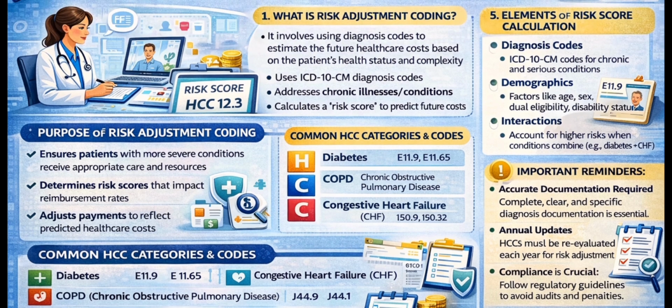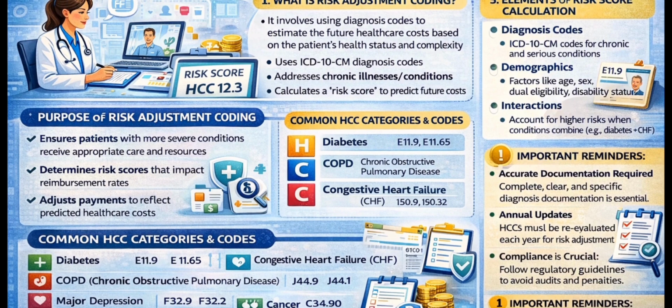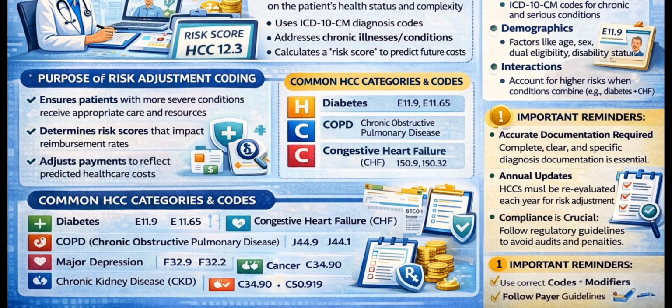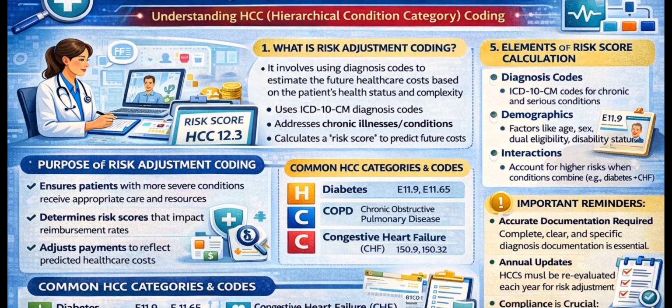What are the common HCC categories and coding? First is diabetes, E11.9, E11.65. Then COPD, chronic obstructive pulmonary disease. And the last one is chronic heart failure.